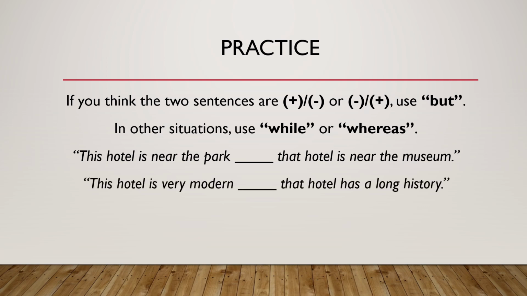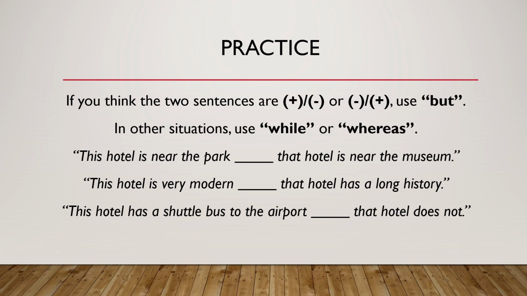Next. This hotel is very modern. That hotel has a long history. What do you think? Make your sentence. Again, I think there's nothing negative here. Very modern, sounds good. A long history, also sounds good. I don't want to use but. This hotel is very modern, whereas that hotel has a long history. Or, this hotel is very modern, while that hotel has a long history.